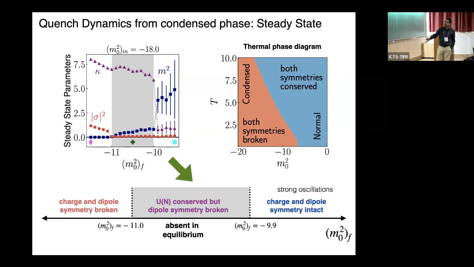The mass started growing. So now the gray region is a kind of a phase where your dipole symmetry is clearly broken, kappa is finite, but your condensate is not there, okay? And then beyond this point, you see there's a sudden drop at this point. If I look at kappa, it drops. If I look at m square, it jumps and so on.